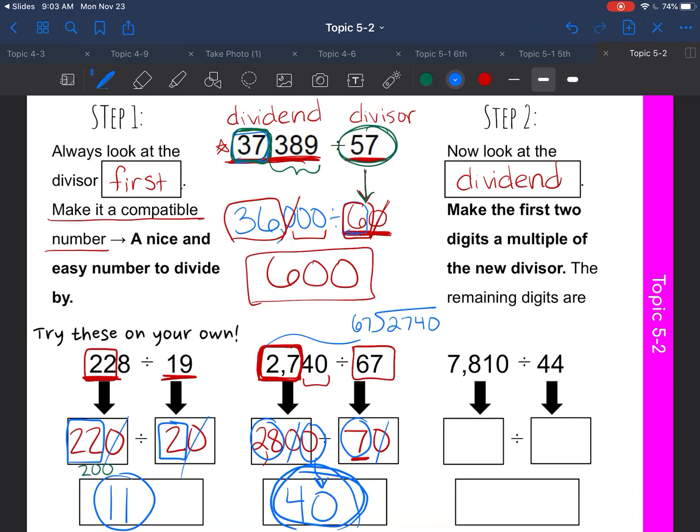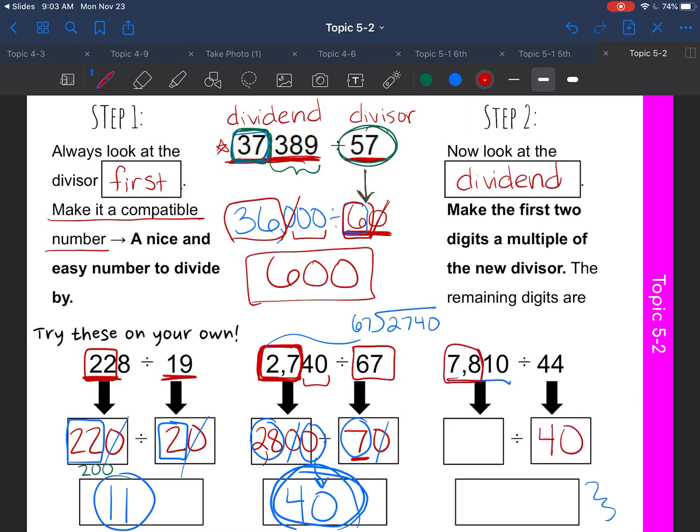Okay, so the last one I want you to try by yourself. Fill in these. What could you make 40? What could you make 44? I'm sorry. And then look at 7,810. What could you change that into? And what is your estimate? So 44 is about 40.